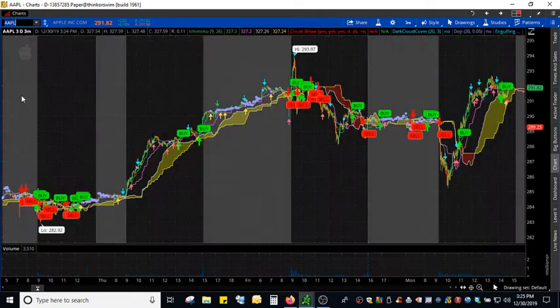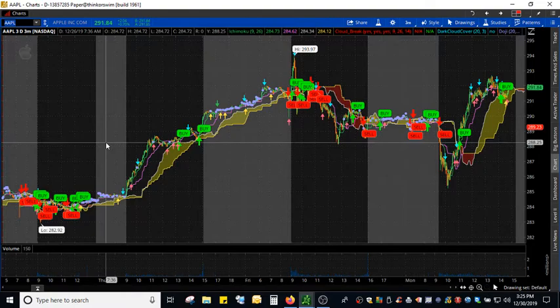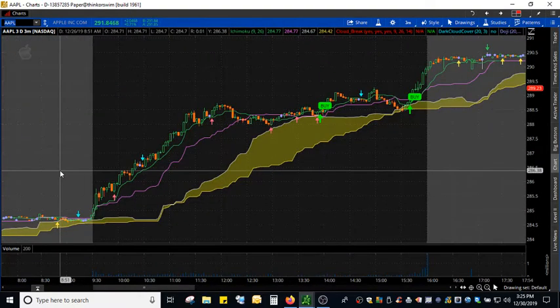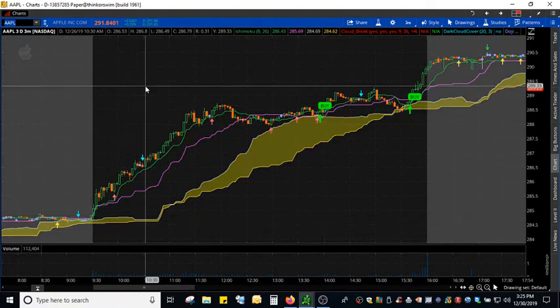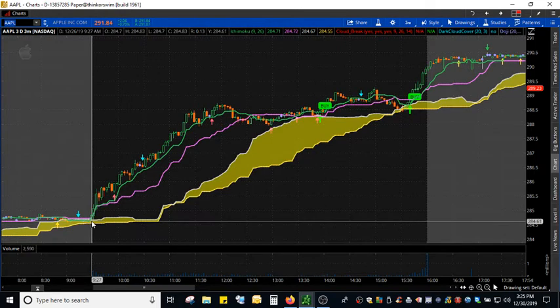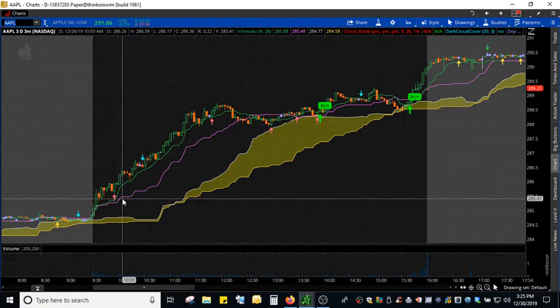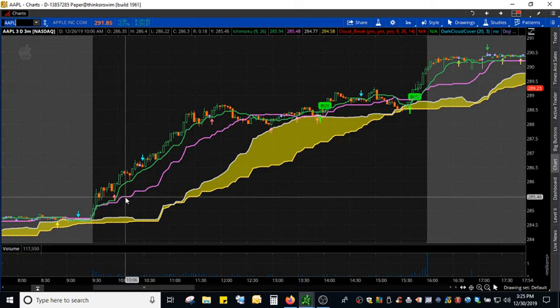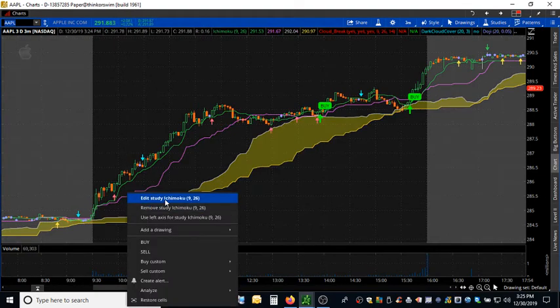But let's find a good example. You know what? Let's look at Apple. Let's go back to here. This was a nice trending day. In fact, this was Friday. This is when I did trade it. I traded Apple right at the open. When your green line crosses above your purple line, and these lines are called, let me see, I don't remember them.